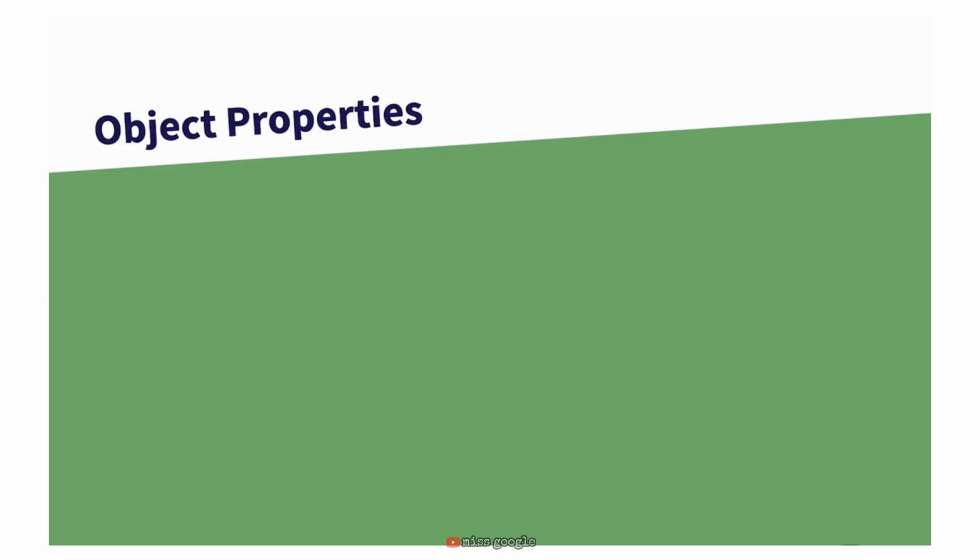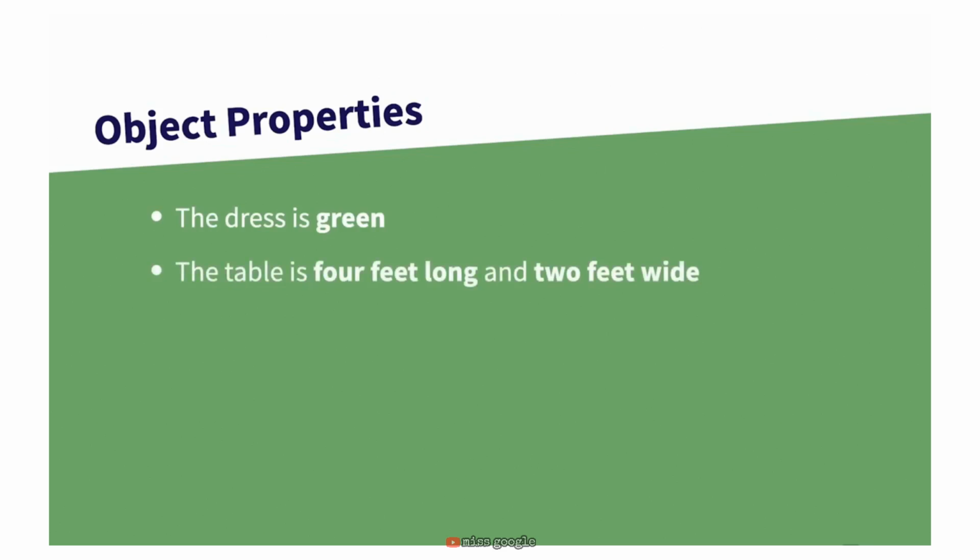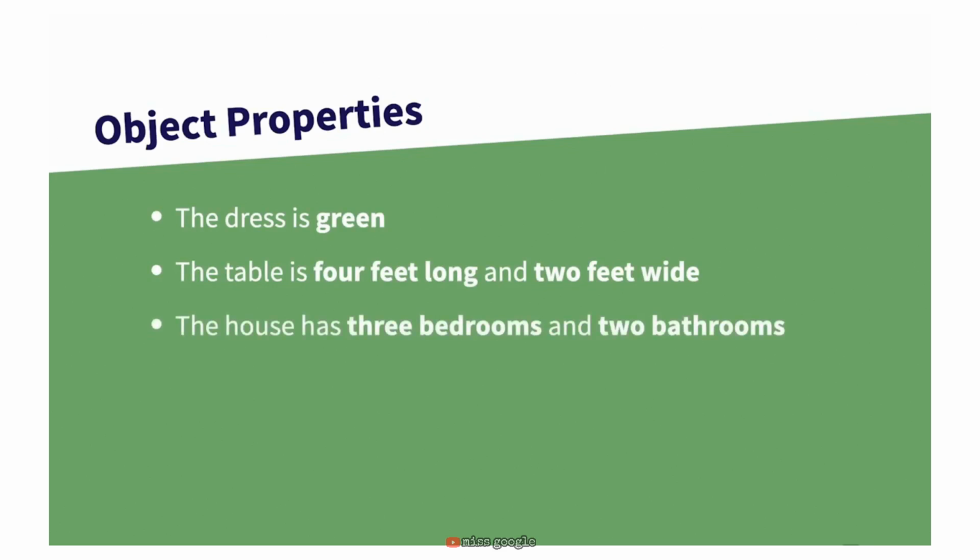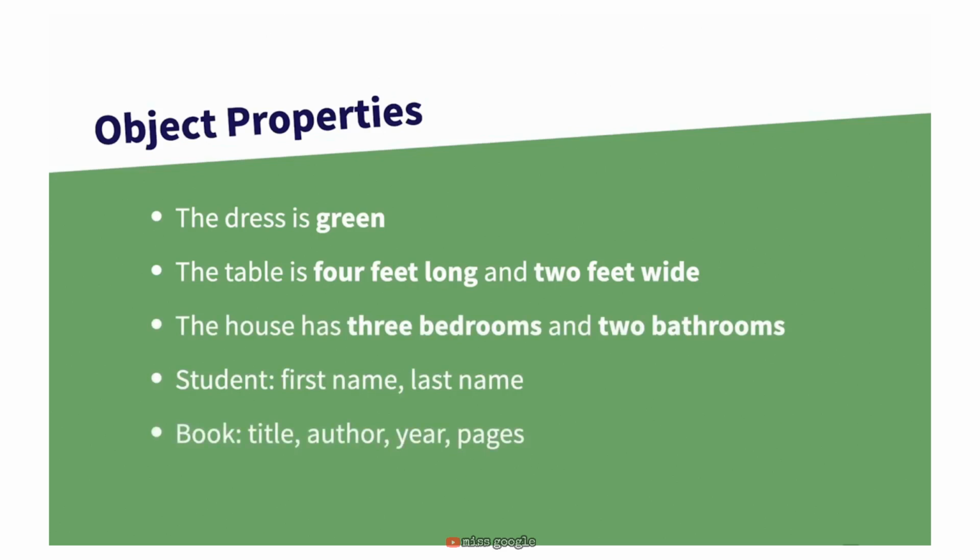When we think of real-world objects, we naturally think of their properties. The dress is green. Green is a property of the dress. The table is 4 feet long and 2 feet wide. The house has 3 bedrooms and 2 bathrooms. In code, object properties might be a student object, which has a first name and a last name, or a book object, which has a title, an author, a year, and the number of pages. These are all just variables that we set to define the properties of a particular object.